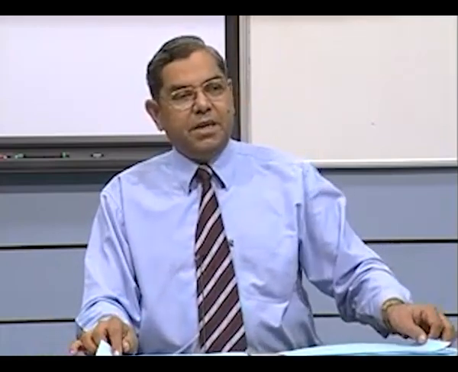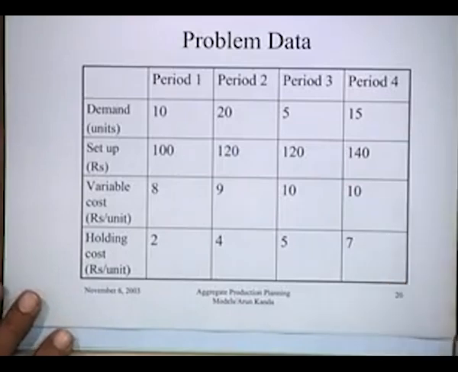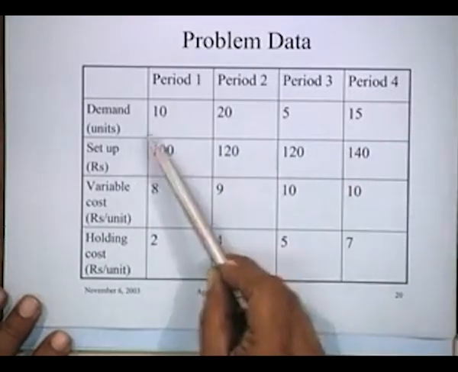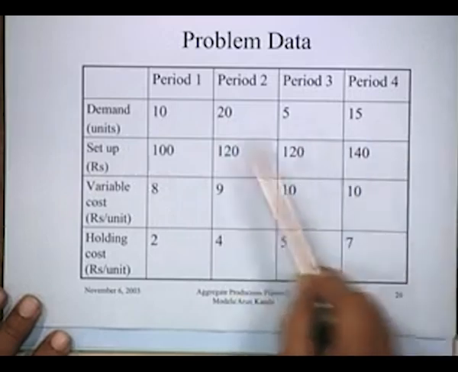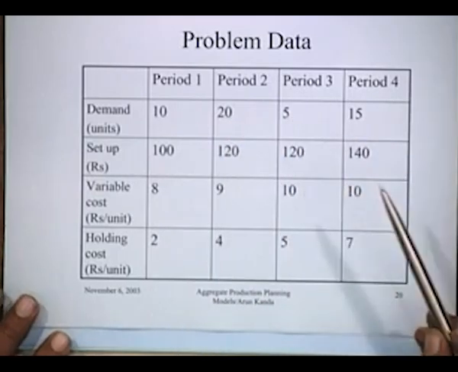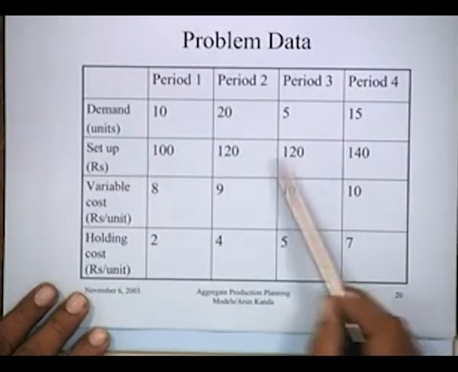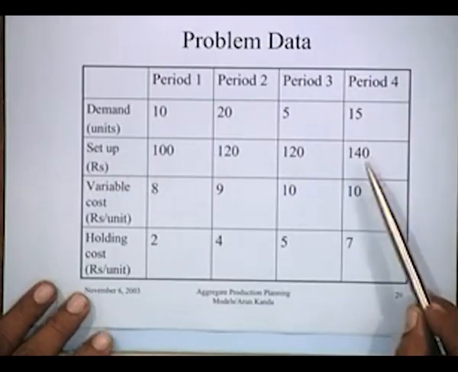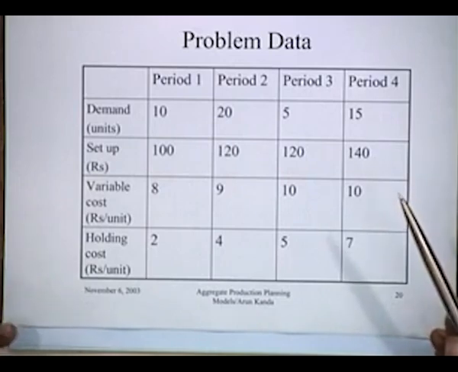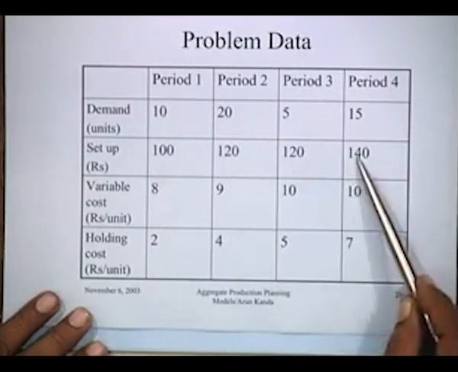We'll need some data for the problem, so we take some data. This will be the data that we'll use for solving the general problem. We are saying, for instance, that demands in periods 1, 2, 3, 4 are 10, 20, 5 and 15. So they exhibit the same type of character. The setup cost in different periods could be different because of inflationary factors or other factors that are there: 100, 120, 120, 40, 140.